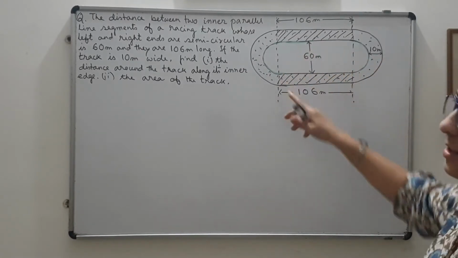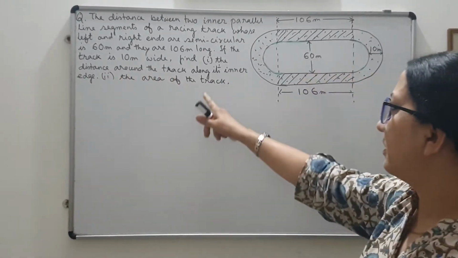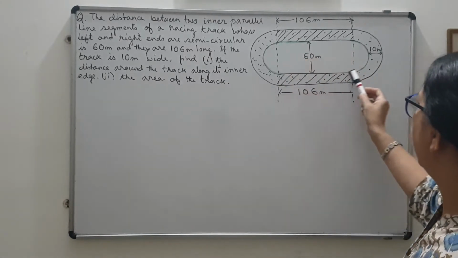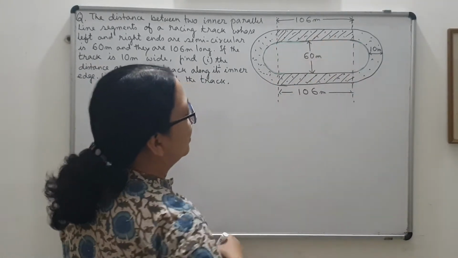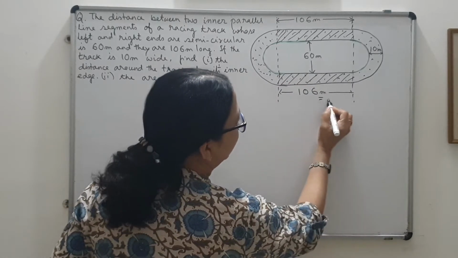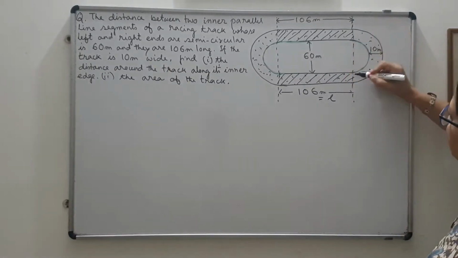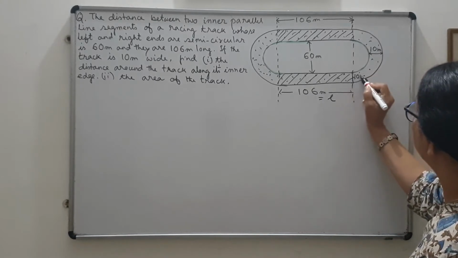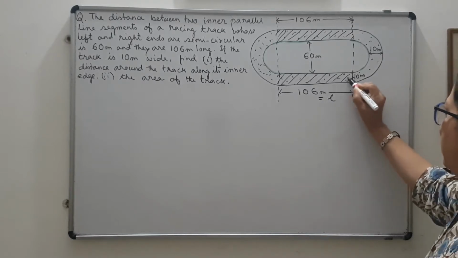So these dimensions are given to us, and what you have to find, the first part, is the distance around the track along its inner edge. That means this is the inner edge, this distance we have to find. So if I consider this rectangular part, this is the length of the rectangle, 106, and what is the width of this rectangle? This width is your 10 meter, the breadth of the rectangle.